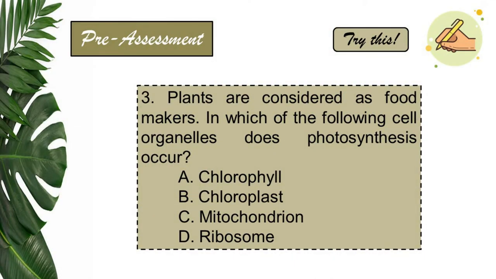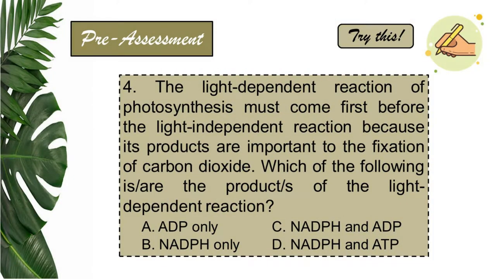Number 3. Plants are considered as food makers. In which of the following cell organelles does photosynthesis occur? A. Chlorophyll. B. Chloroplast. C. Mitochondrion. D. Ribosome. Number 4. The light-dependent reaction of photosynthesis must come first before the light-independent reaction, because its products are important to the fixation of carbon dioxide.